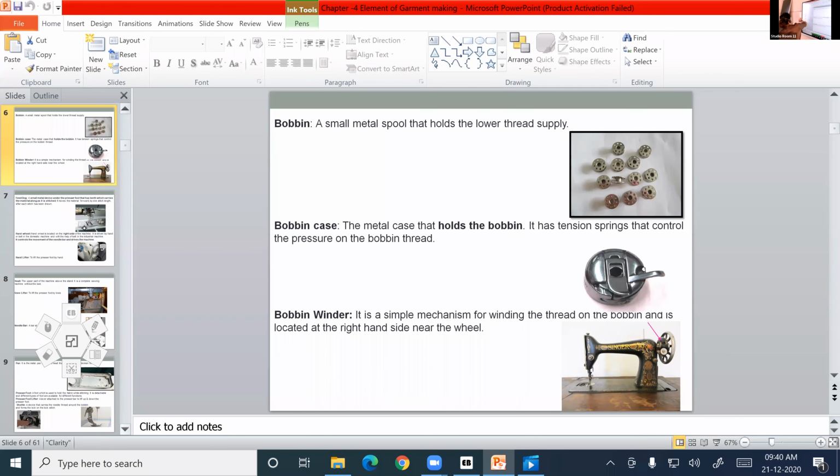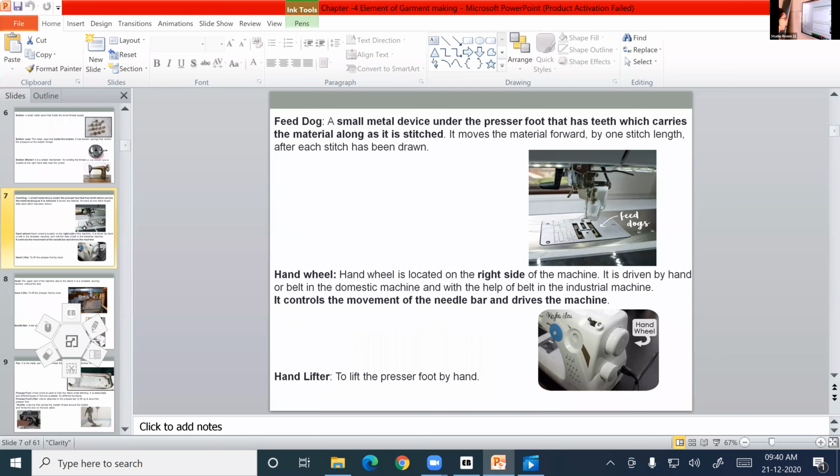And the next one is the feed dog. These are feed dogs, these two things. A small metal device under the presser foot, that is the feed dog, and it has teeth which carry the material along as it is stitched, and it moves the material forward by one stitch length after each stitch has been drawn. That is the feed dog. Understood? And the next one is the hand wheel.